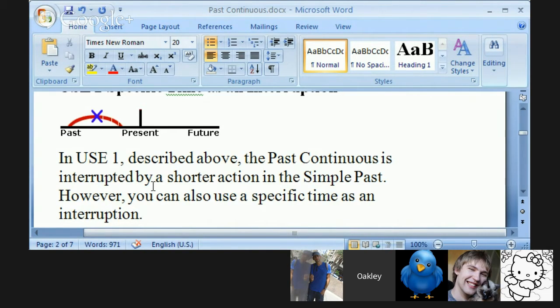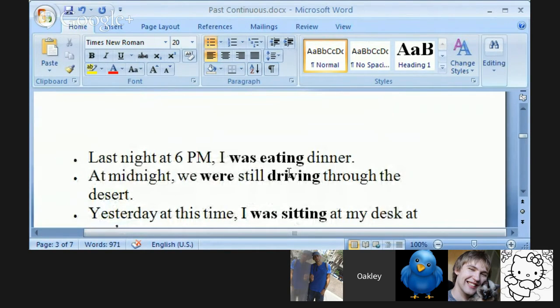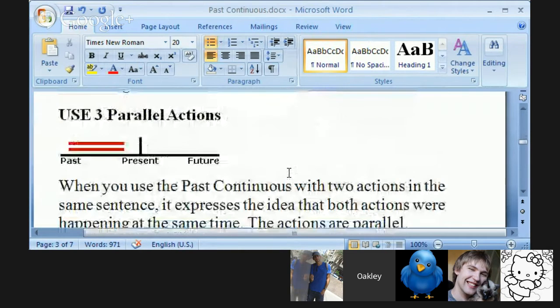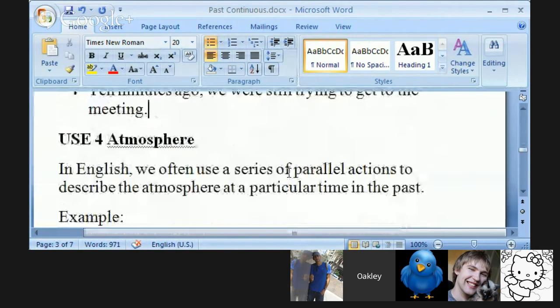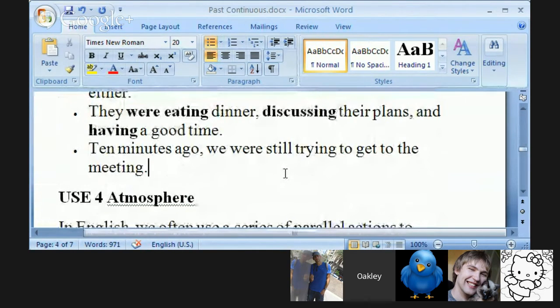Well, that wouldn't make sense with no time. We tried to get to the meeting means something completely different. If you say 10 minutes ago, we tried to get to the meeting, it's a totally different meaning. We tried, but no one knows if we were successful. That's exactly right. It would indicate that you didn't have any success. Yeah, we tried, and then we gave up, and it's over now, and we're never going to try again.